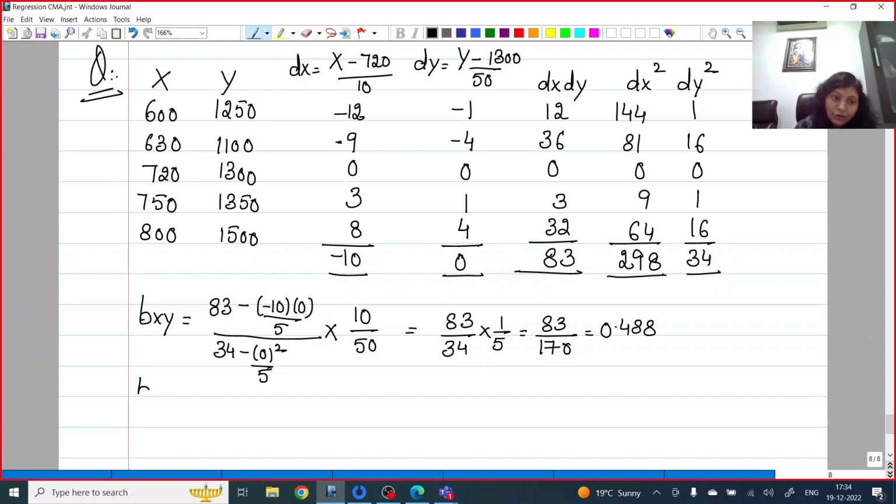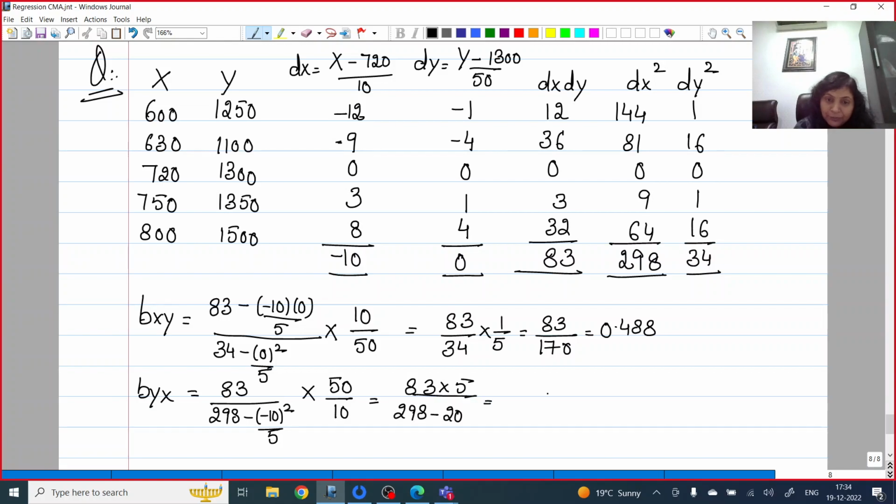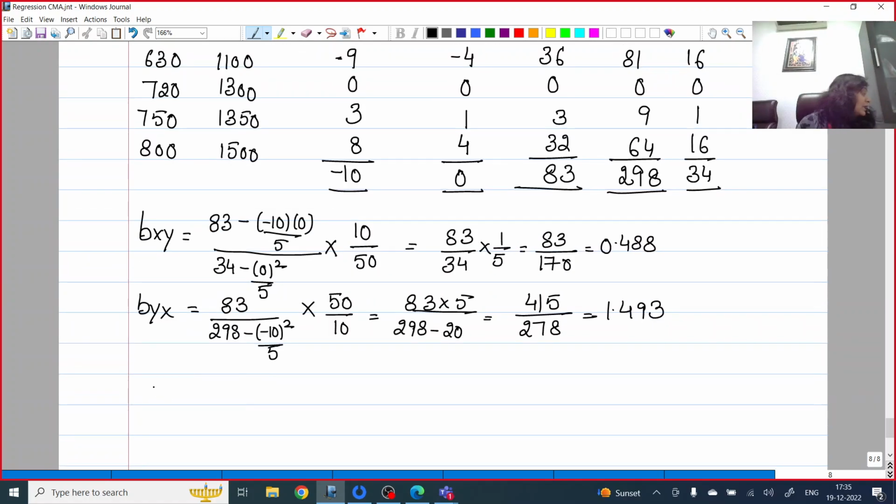And if I want to compute byx, the numerator remains the same, that is 83. In the denominator we have summation dx square 298 minus summation dx whole square upon n, into the interval of y in the numerator and the interval of x in the denominator. So this becomes 83 into 5 over 298 minus 20. So this becomes 415 divided by 278, which is 1.493.